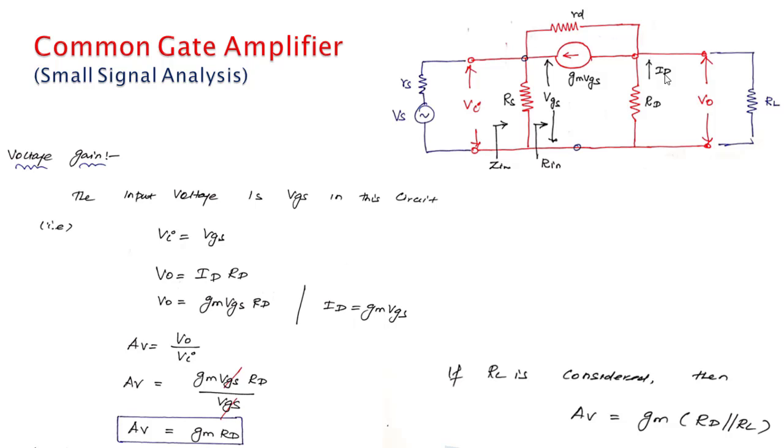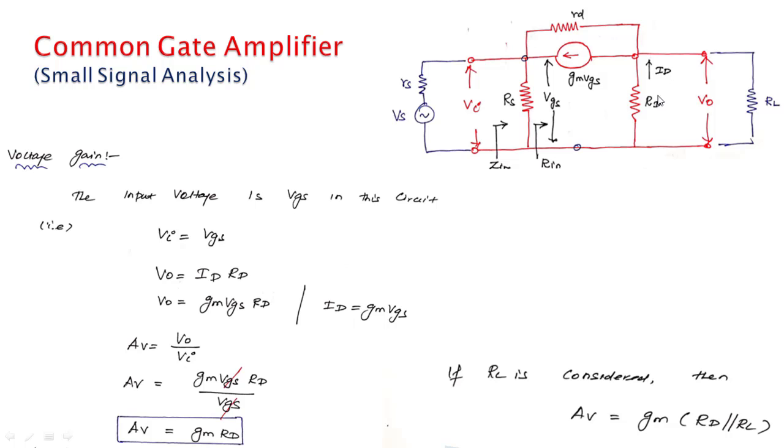Then finally we are going to derive the voltage gain. It is an easy one. So this is the output voltage, and VGS is the input voltage. The output current is ID and the output resistance is RD. Here we have only one resistance, RD. So Vi is equal to VGS, and V0 is equal to ID times RD.